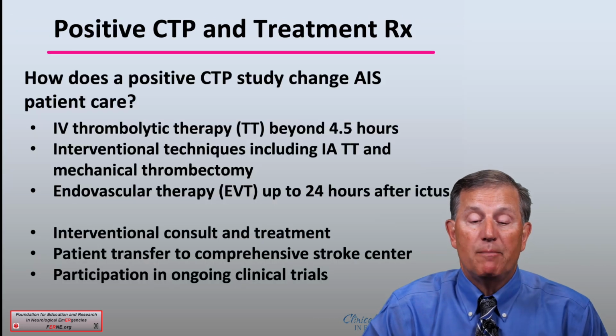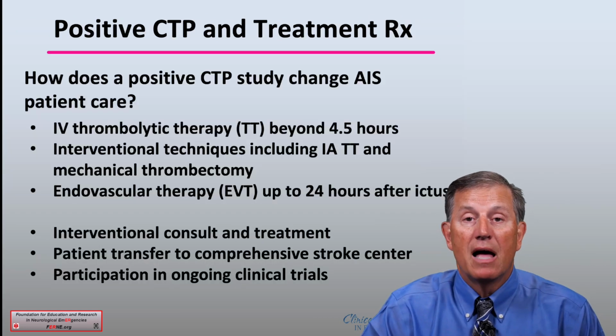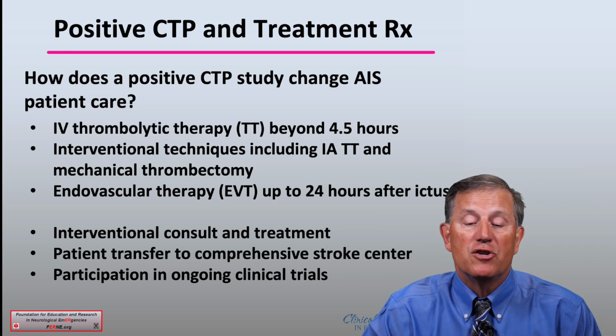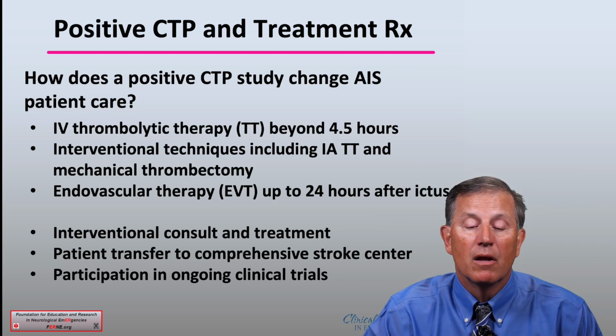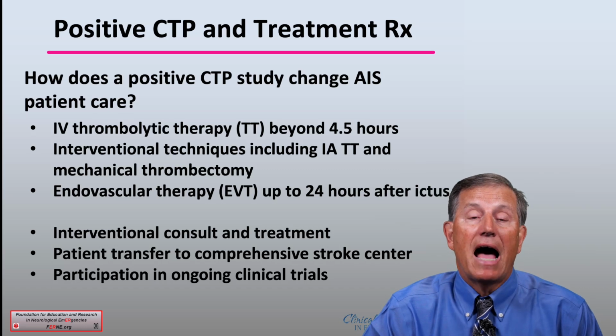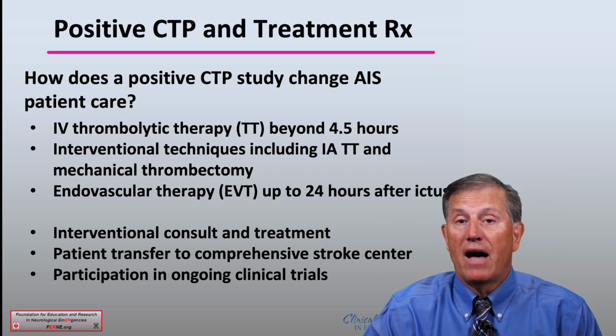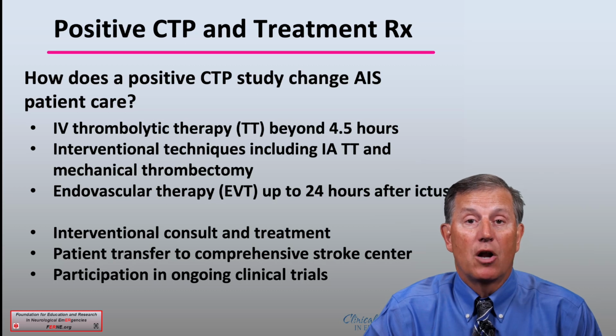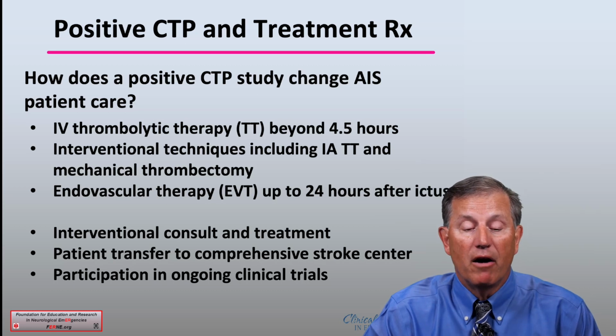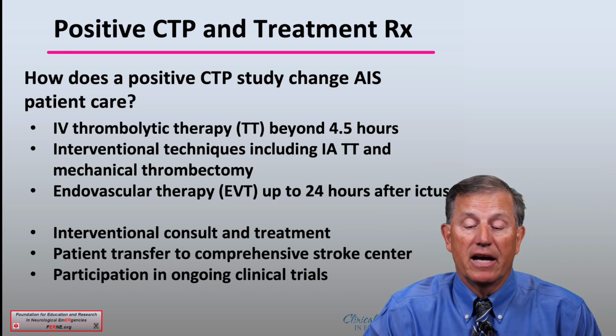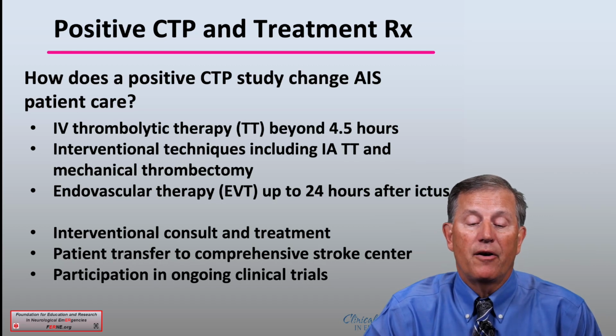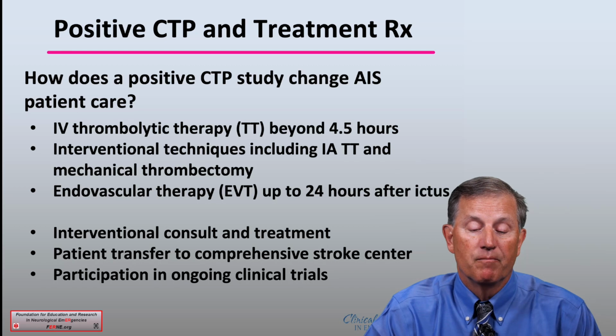So what about CTPs that are positive and our treatment therapies? How does a positive CTP study change our AIS patient care? Well, it does allow us to provide IV thrombolytic therapy beyond 4.5 hours when indicated, that is when there's a large ischemic penumbra and small core infarct. It does allow interventional techniques including intra-arterial thrombolytic therapy and mechanical thrombectomy to be provided. And it allows us to understand the possibility of endovascular therapy up to 24 hours after the ictus.